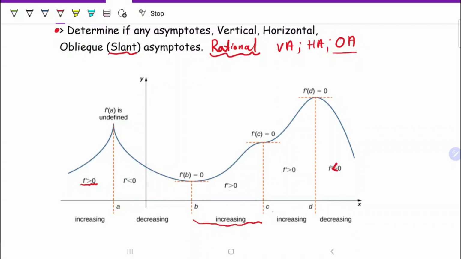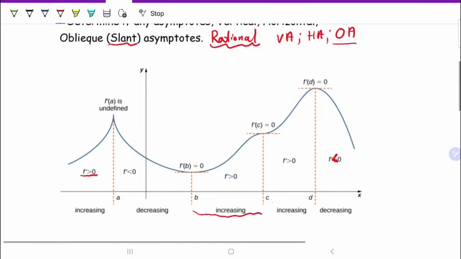Except this is not correct. Here the first derivative should be negative and the function should be decreasing. That is the most important thing. Where the derivative is negative, that's where the function is decreasing. Very important to note that.